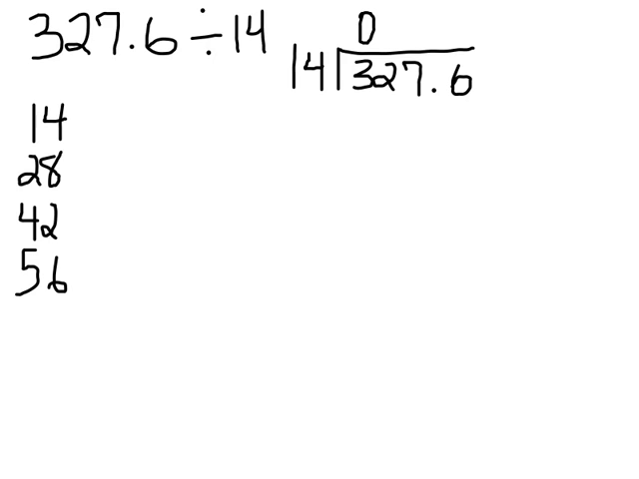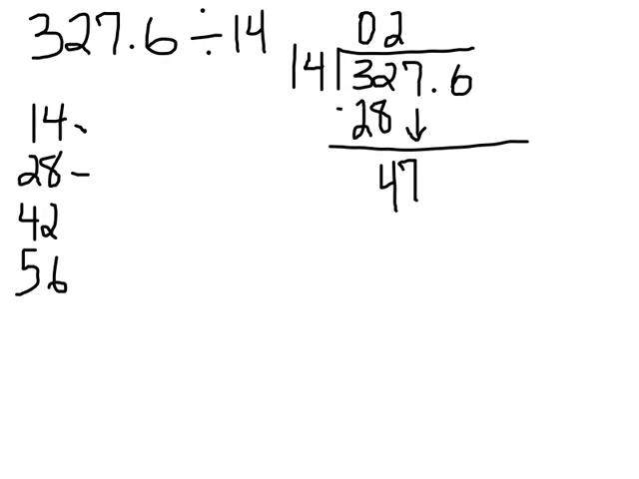I know that 14 goes into 32. Let's see, how many times can I count by 14s to get to 32? Well, 14, 28, 2 times. 14 times 2 is 28. Now I'm going to subtract. 32 minus 28 is 4, and now I can bring that 7 straight down.